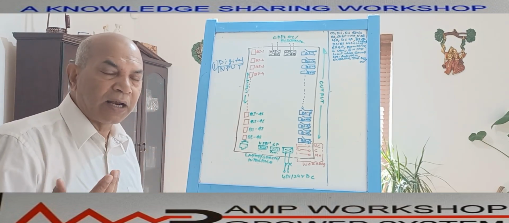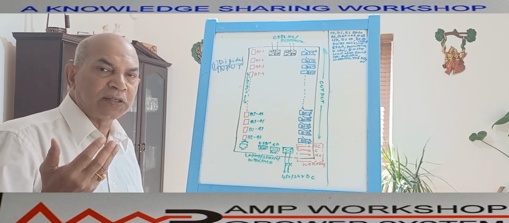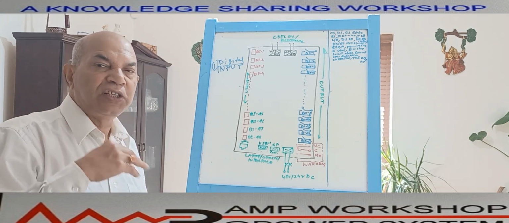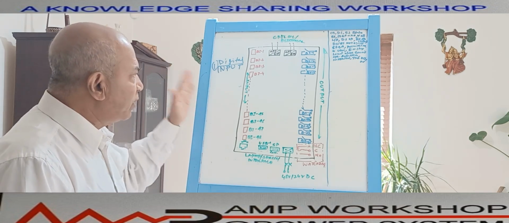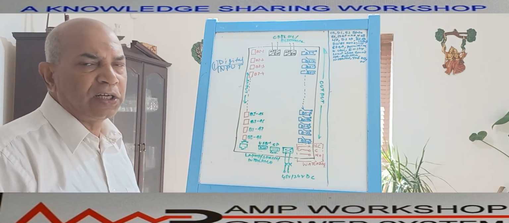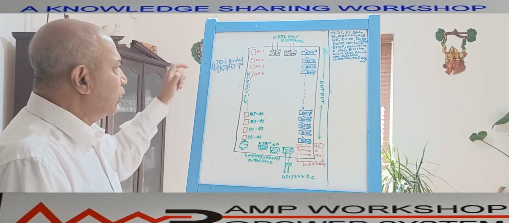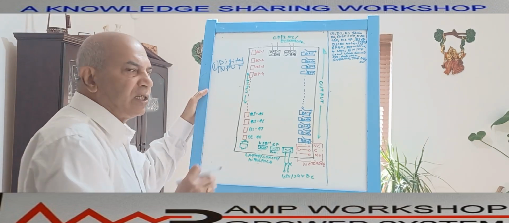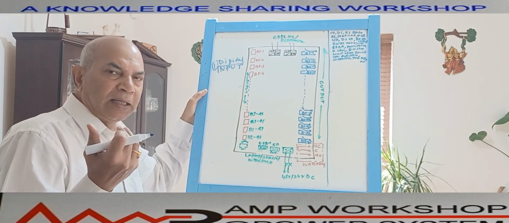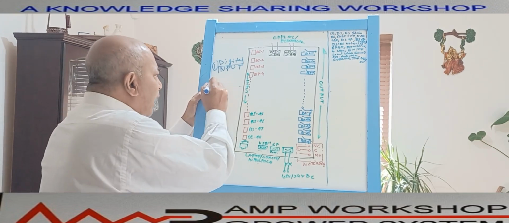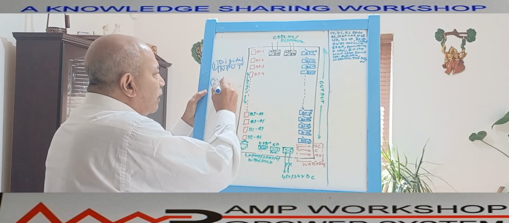What is the analog signal? That is the current signal or voltage signal which is coming from the CT, PT, and so on. So we will be discussing both digital input as well as analog input. One of the capabilities of this digital relay is that it can take the digital input as well as the analog input.